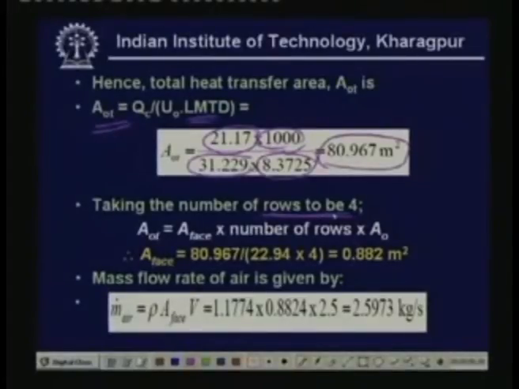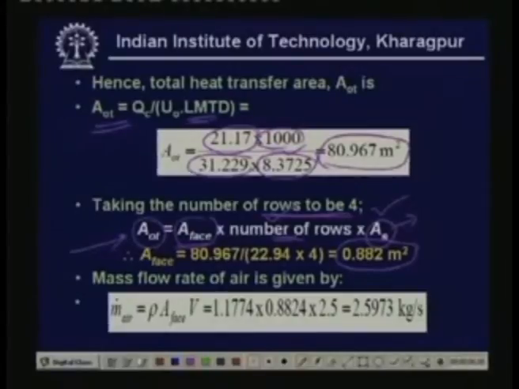Once you assume the number of rows to be 4, total area is nothing but A face area into number of rows into A naught. Why are we writing like this? Because A naught is nothing but the total area per meter square face area per number of rows. Okay, so that's why you get this kind of formula, and A naught is known to us. Number of rows are assumed to be 4, and A face area is not known to us, but A total is just now we have calculated 80.976. So if you substitute all these values, you find that face area is 0.882 meter square.